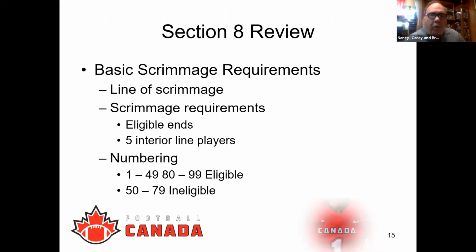So the basic scrimmage requirements, line of scrimmage: you've got to have your eligible ends. You have your 5 interior line players. Your numbering 1 to 49, 80 to 99 are eligible. 50 to 79 are ineligible. And for whatever reason, our rule book explicitly says 0 and 00 do not count as a proper number. You will see teams show up with 0s and 00s, and they have to change those for amateur football.